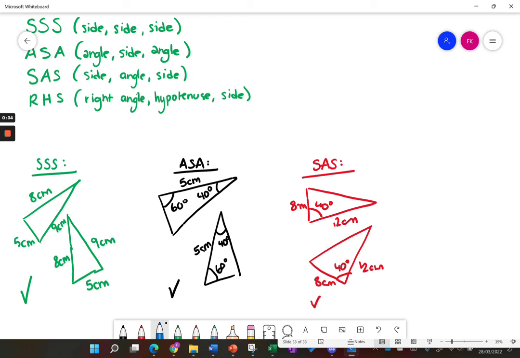And then finally we have RHS, which looks at it in a right angle triangle. So again, if you have 2 right angle triangles, you just need the hypotenuse and one other side to be the same. So again, 12 centimeters for both the hypotenuse and then 5 centimeters for the other side. And that is congruency in triangles.